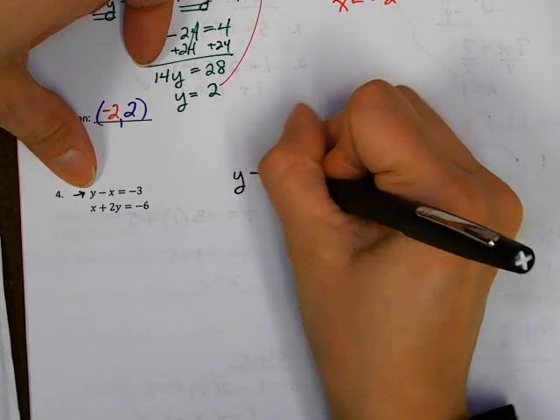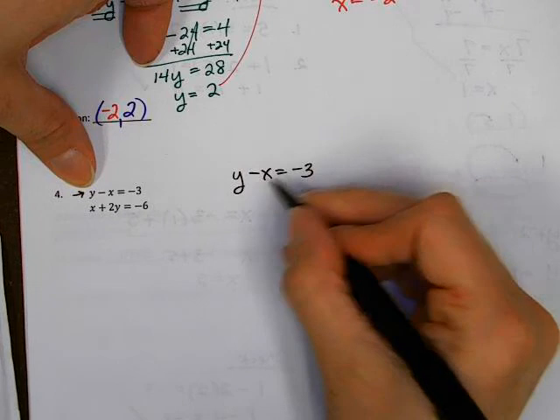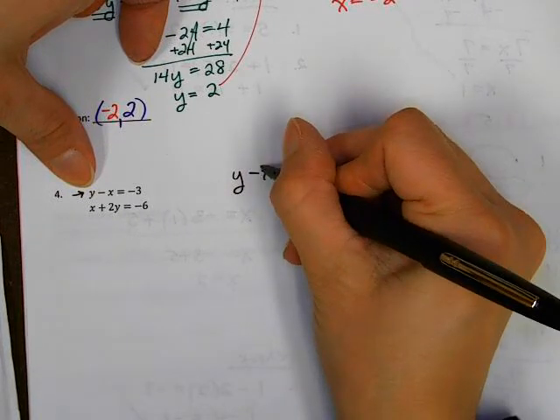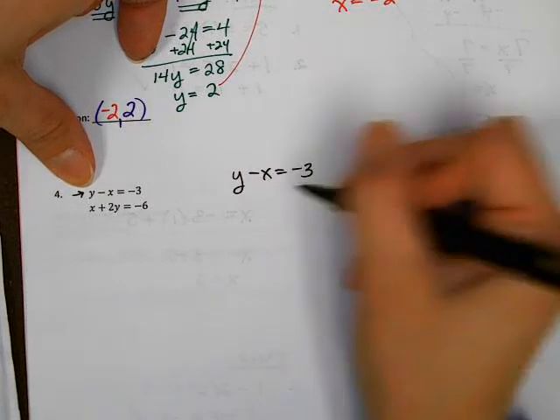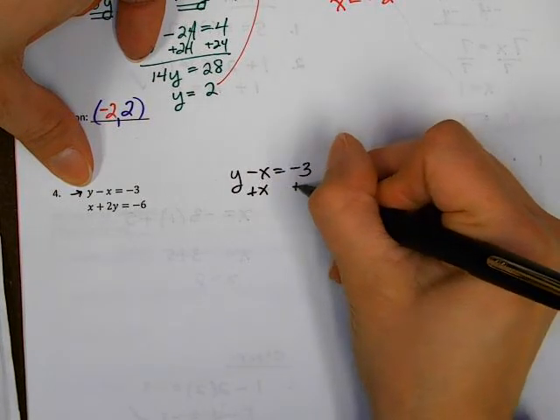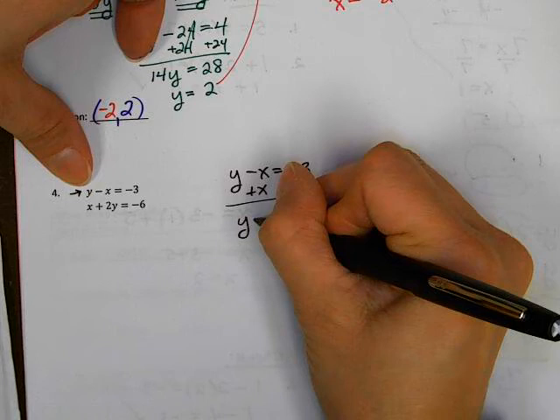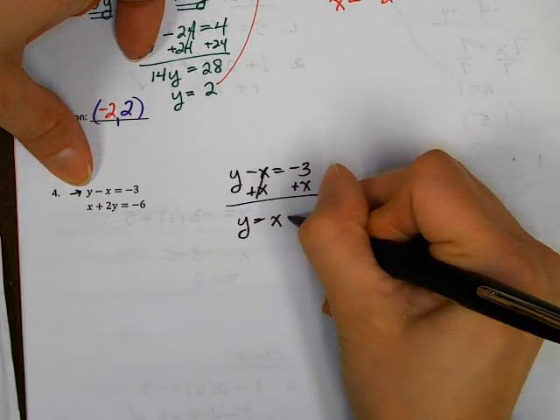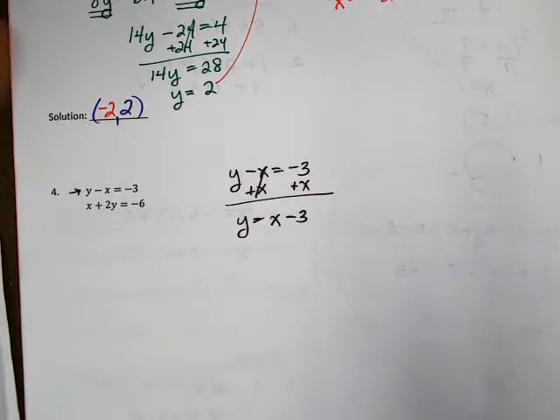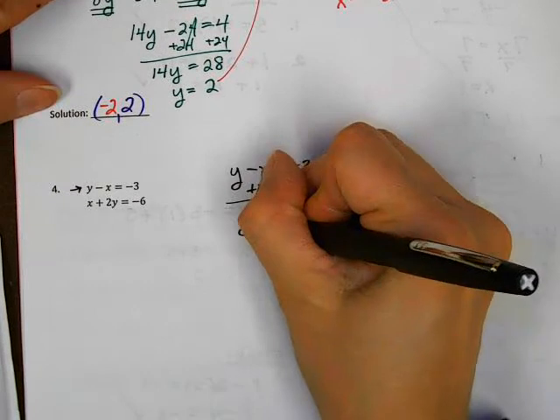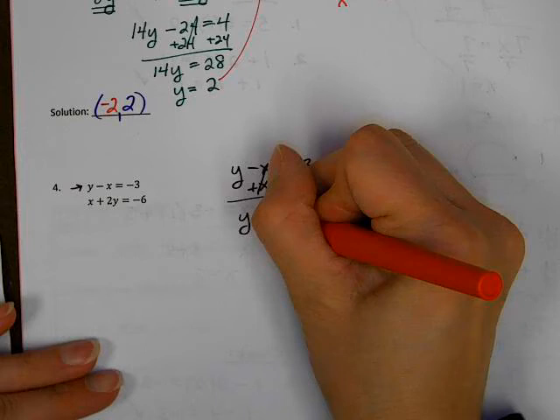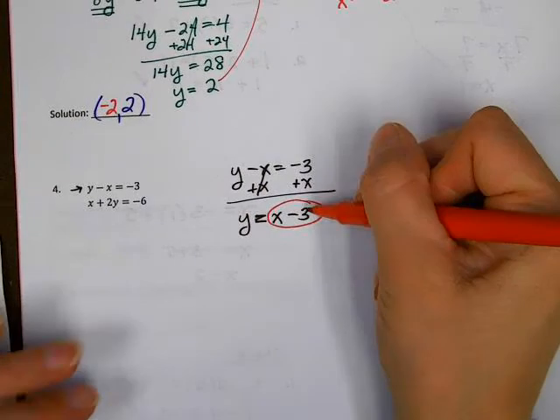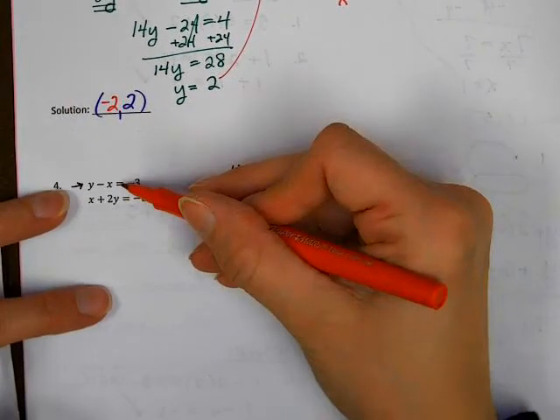y minus x equals negative 3. A couple ways you can do this. You could just switch sides and switch signs and say a negative x becomes a positive x, or you can do the work on the paper. y equals positive x minus 3. Step 1 was to isolate one of the variables, get one of them alone. And we got y alone. I'm going to go and circle that. That came from the top equation.